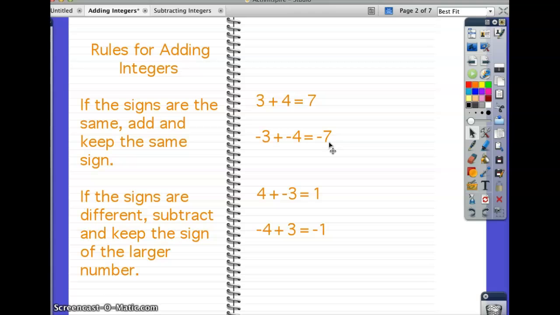The second rule, if the signs are different, you subtract and keep the sign of the larger number. In this case, you got a 4 and a negative 3. Signs are different, so it's 4 minus 3 is 1. 4 is bigger than 3 and it's positive, so your answer is positive 1. Next, you've got negative 4 and a positive 3. Signs again are different, so it's 4 minus 3 is 1. 4 is bigger than 3 and it's negative, so answer is negative 1.